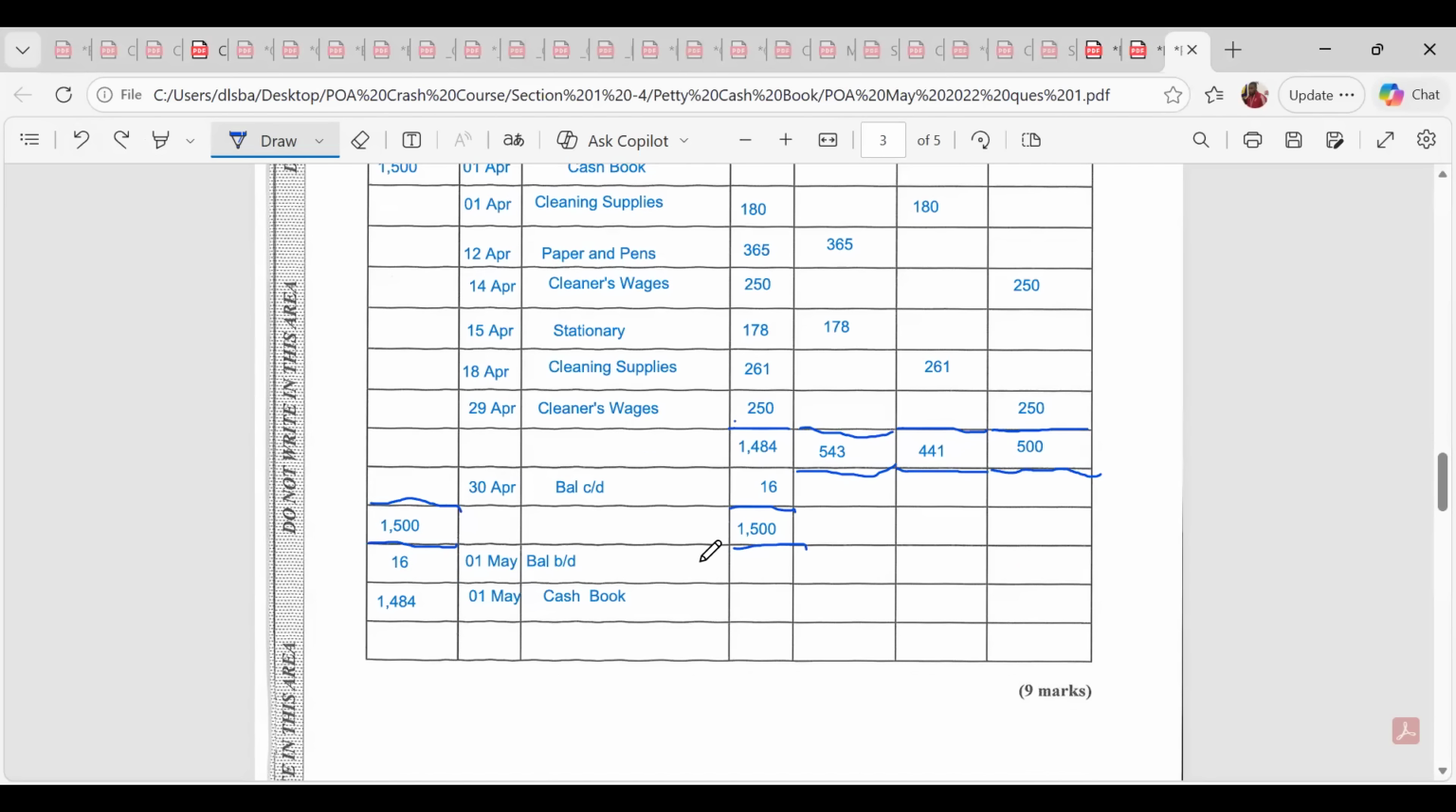So that is the amount of money I still have at the start of the next month. And then I will put back the money that I spent last month to bring the float back up to date. So I'll take 1484 from the cash book. It is basically a petty cash book.